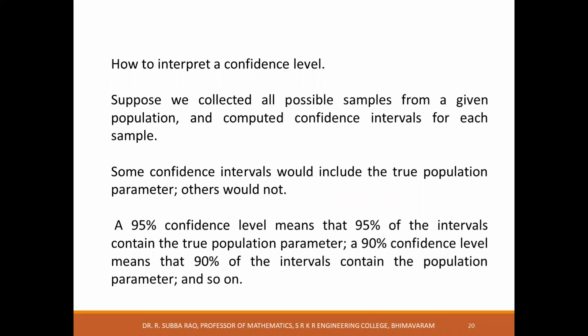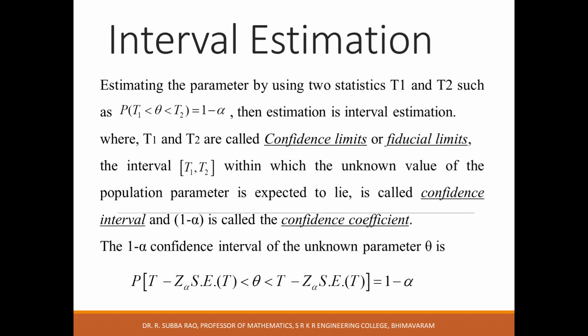How do we interpret the confidence level? Suppose you have collected all possible samples from a given population and computed a confidence interval for each sample. Some confidence intervals would include the true population parameter, others would not. A 95% confidence level means 95% of the intervals contain the true population parameter. Similarly for 90% also.